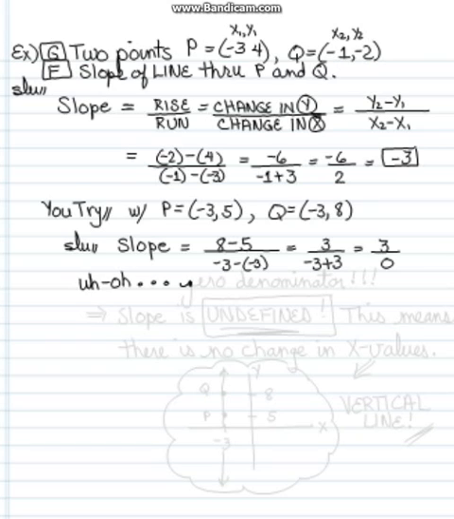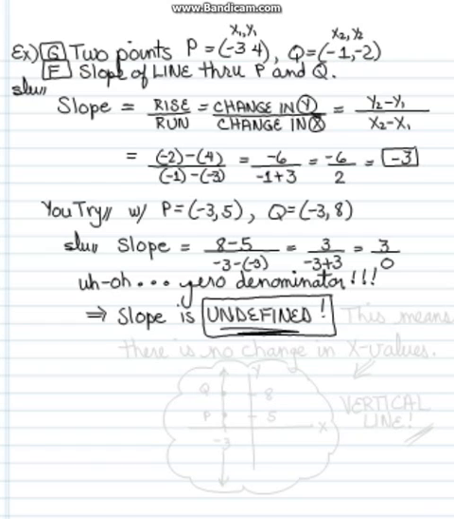We never want 0 in the bottom of our fraction. A 0 denominator in the bottom of the fraction, that's a problem. What that means is that this slope is undefined. When you get 0 on the bottom of a fraction, that's an undefined value. So what does that mean? That means there is going to be no change in those x values. See, the bottom was 0, so there's no change in the x values.